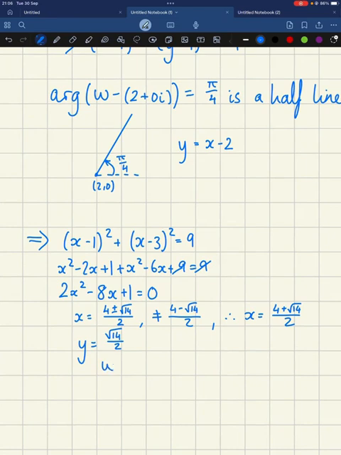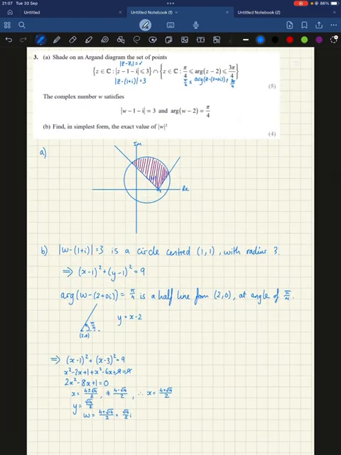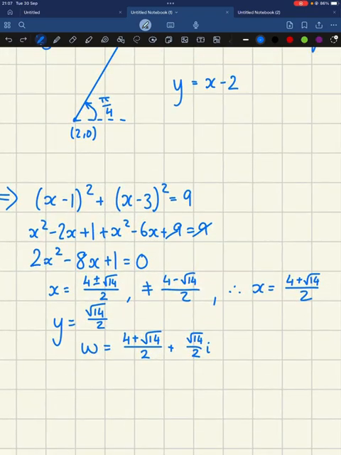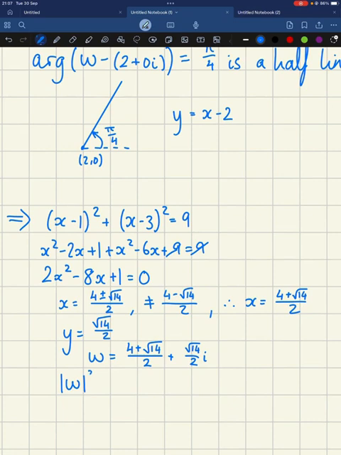So we can say that w is equal to x plus iy, so (4 plus root 14) over 2, plus root 14 over 2 i. So this is what w is, but we want to find the modulus of w squared. Well, the modulus of w will just be the square root of this squared plus this squared. But we want the modulus of w squared, so we're just going to square all that, so we'll get rid of the square root.